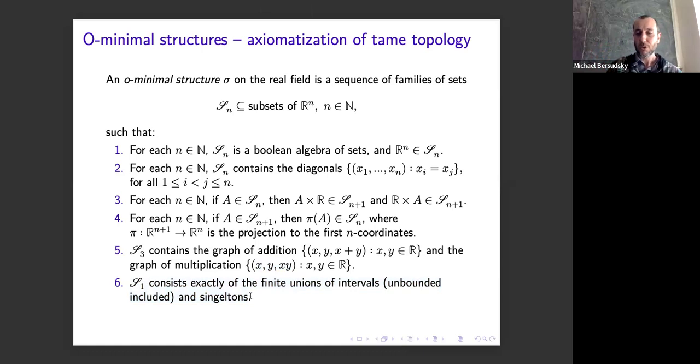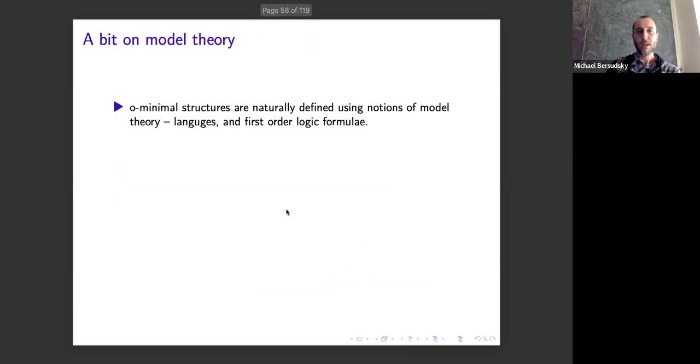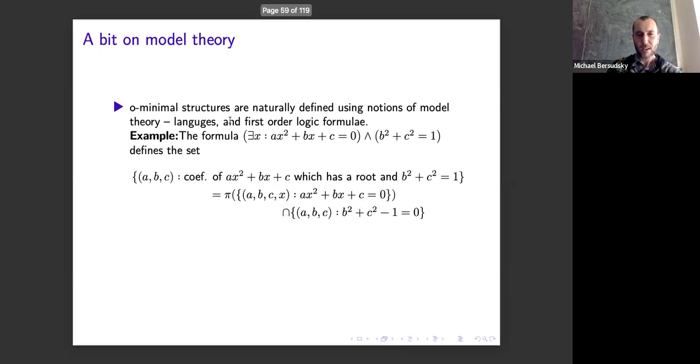Okay, so this is an o-minimal structure. And I just want to say a bit on model theory. Definitely, I'm not an expert, but I hope I can give you a feeling. There's a more natural definition of this o-minimal structure, and it uses the notions of model theory, notions like languages and first-order logic formulae. I'm just going to give a small example.